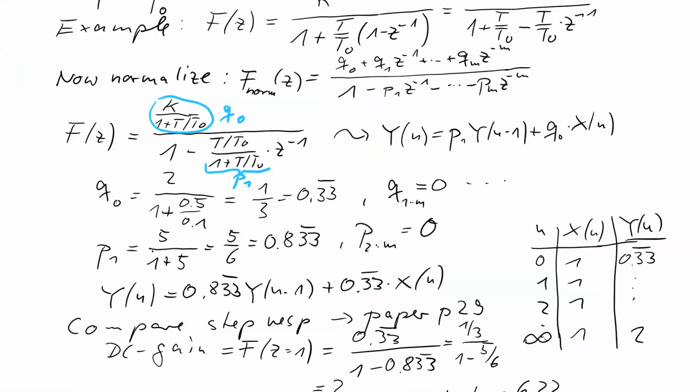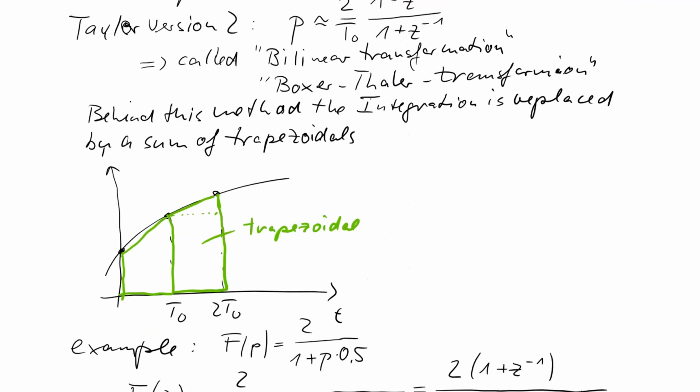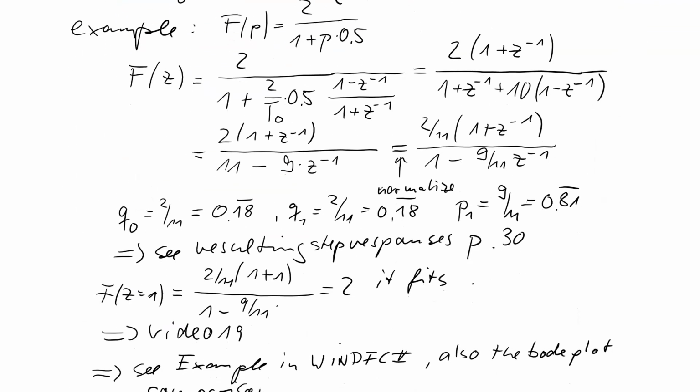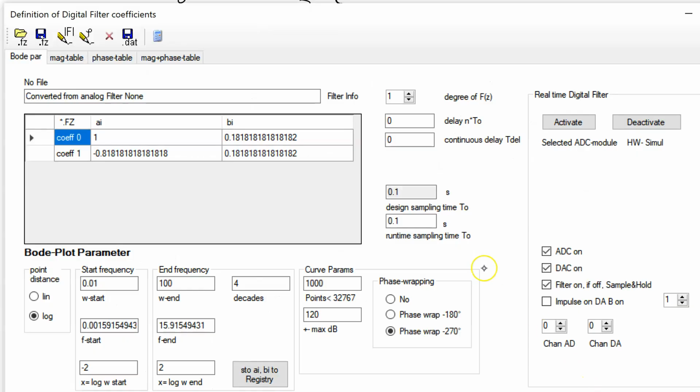Just go back to my writing to compare the numbers. Note we have two Qs, Q0, Q1, which has 0.18 repeated, and one P, which has positive 0.81 repeated. In my program, you see here both Q0, Q1, B0, B1 is the same name, but here the negative sign is now covered with the coefficient named A1. Okay, this is a filter.